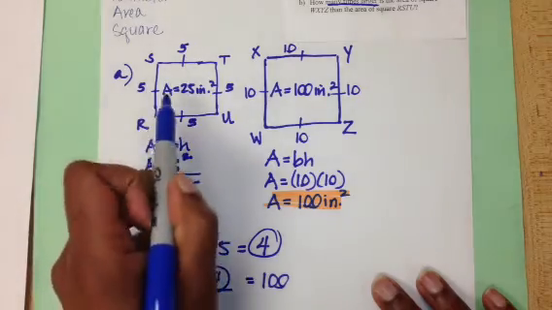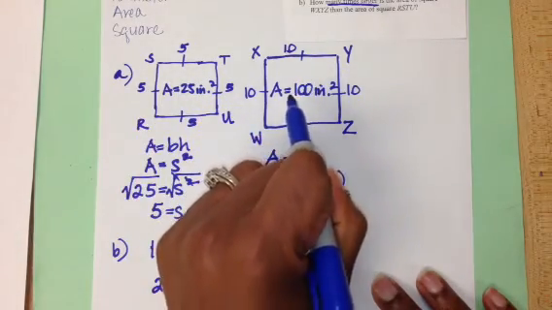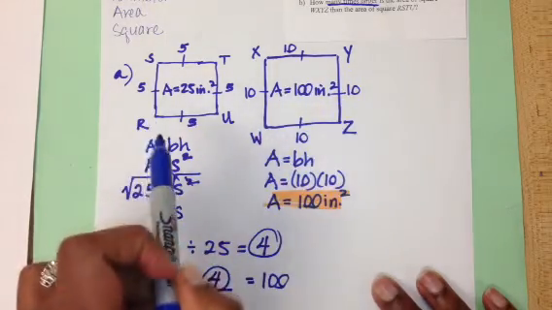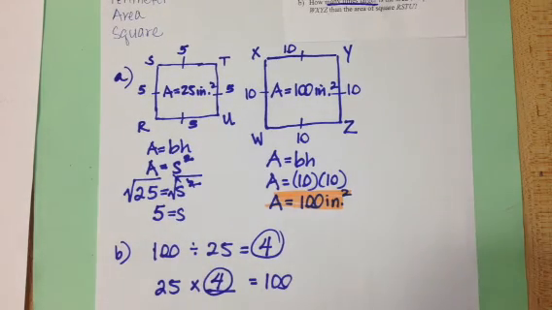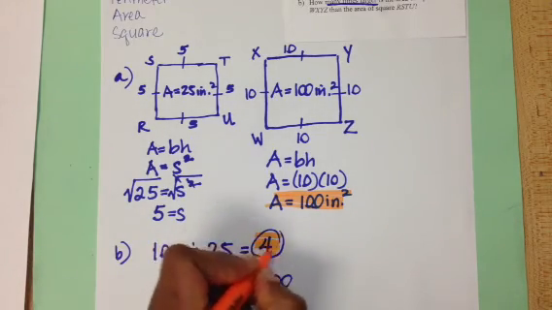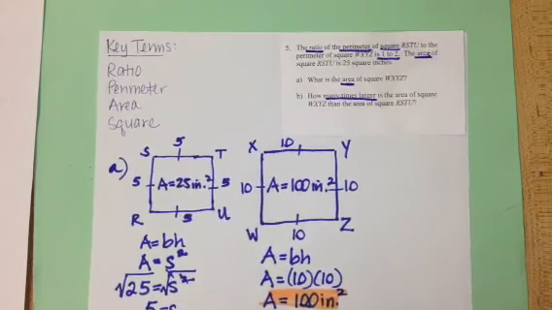So that tells me that RSTU is 4 times as small as WXYZ, or WXYZ is 4 times as large as RSTU. Either operation that you decide to use, you would still come out with your answer as being 4. And that concludes part A and part B of question number 5.